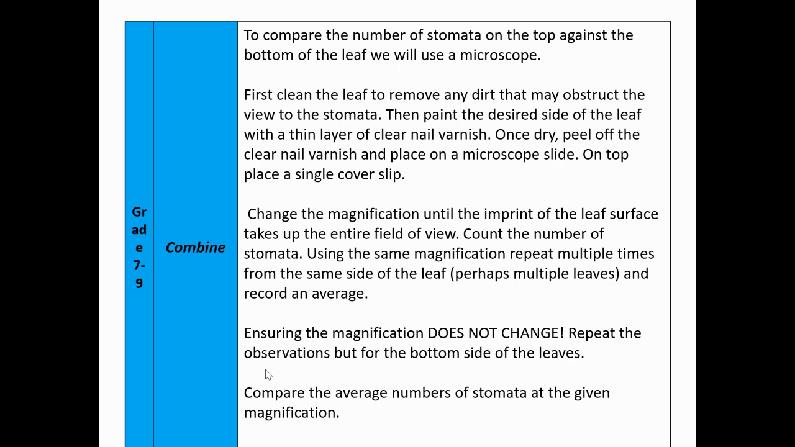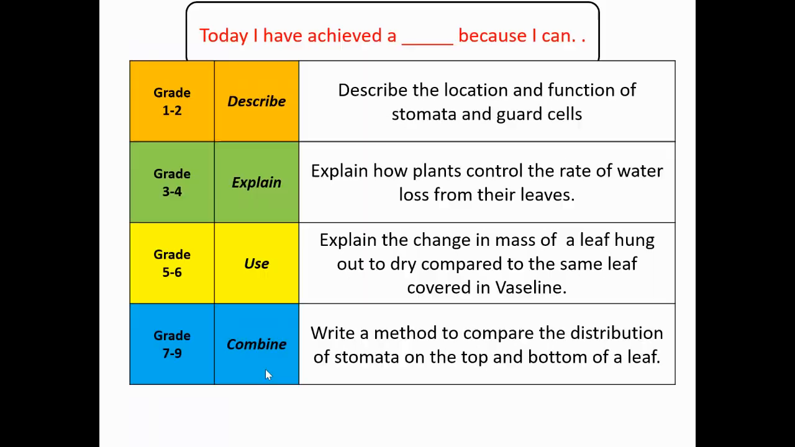Change the magnification until the imprint of the surface takes up the entire field of view. Count the number of stomata. Using the same magnification, repeat multiple times from the same side of the leaf and record an average. Ensuring the magnification doesn't change, repeat the observations, but this time for the bottom of the leaf, and then compare the average number of stomata at that given magnification. That should tell you that there are more stomata on the bottom, on average.